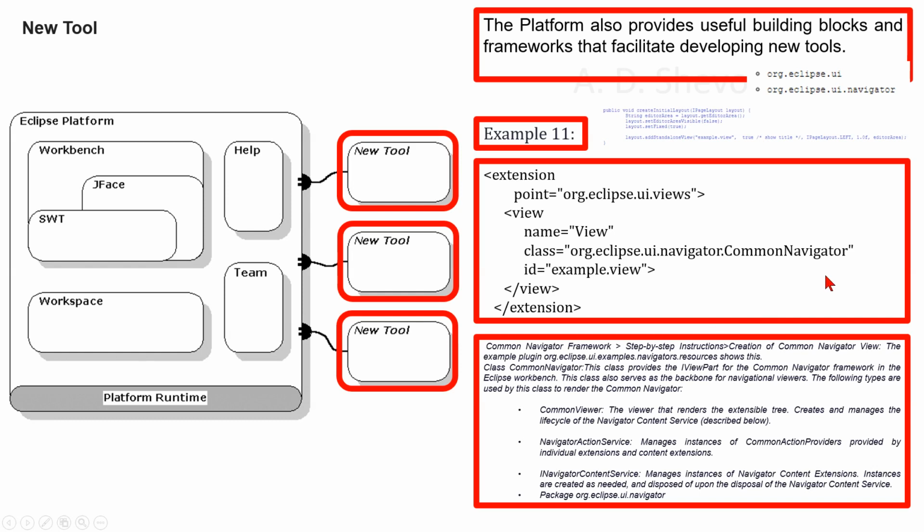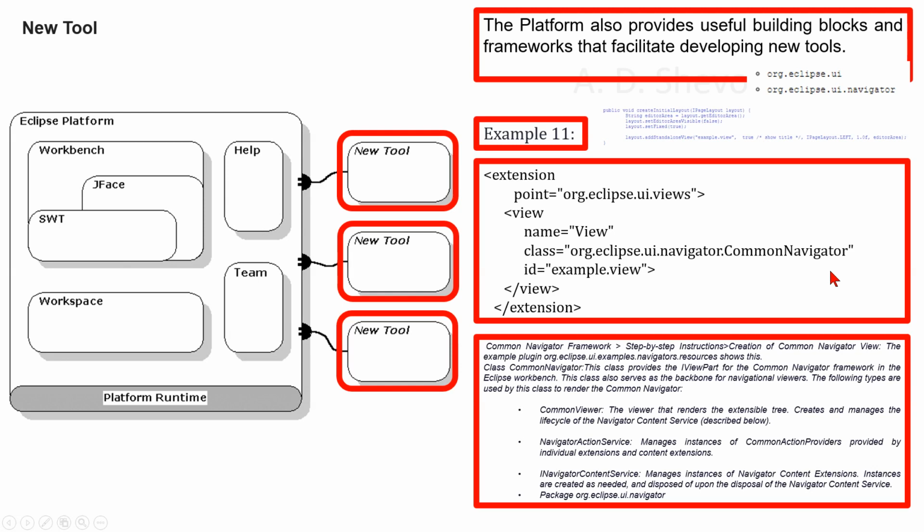The class CommonNavigator provides the view part for the Common Navigator framework in the Eclipse workbench. This class also serves as the backbone for navigational viewers. The following types are used by this class to render the Common Navigator.